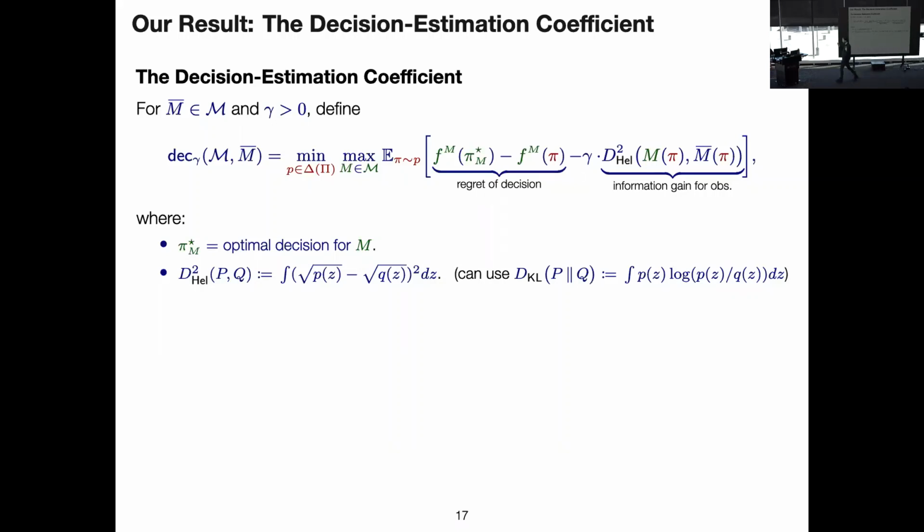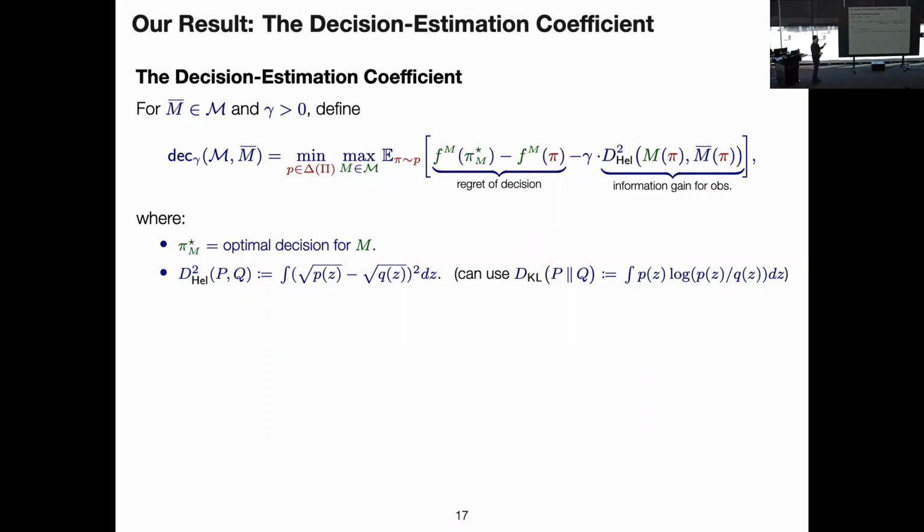Okay, so that was kind of a mouthful. Let me just say this again more succinctly. The way to think about this problem is this min player is the learner, and what they want to do, in the face of an unknown environment, which is what this max player represents, is to have their regret controlled by information gain. And they want to trade these things off. This parameter gamma is just modulating the trade-off here. If gamma is bigger, I care about information gain more. If it's smaller, I care about regret more.